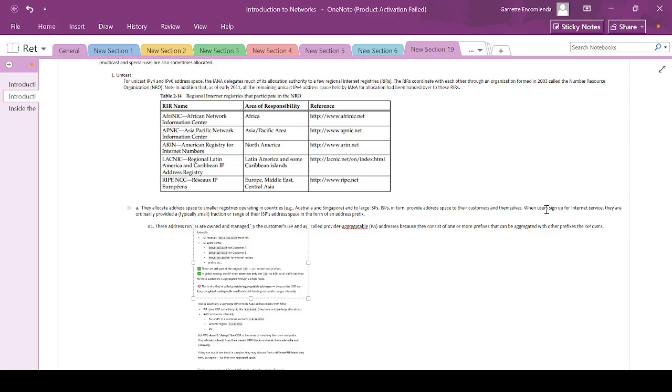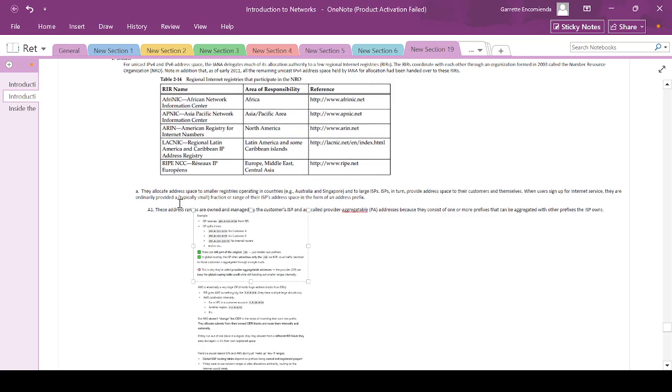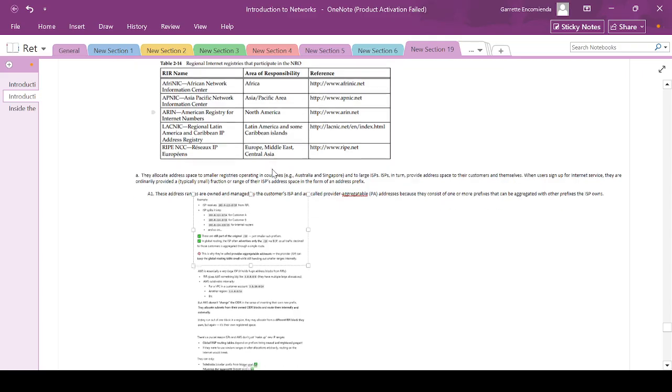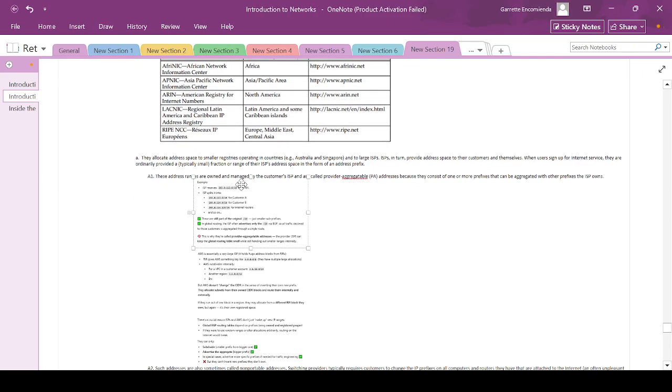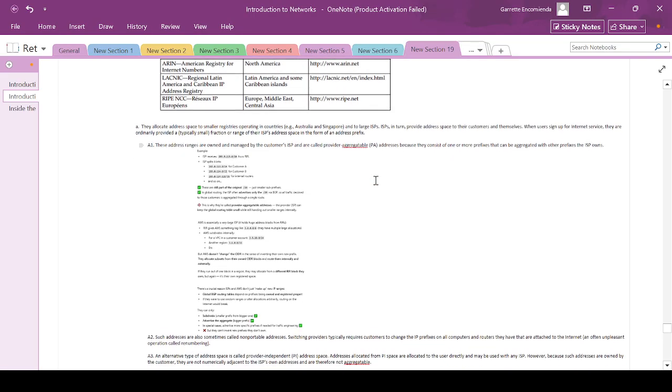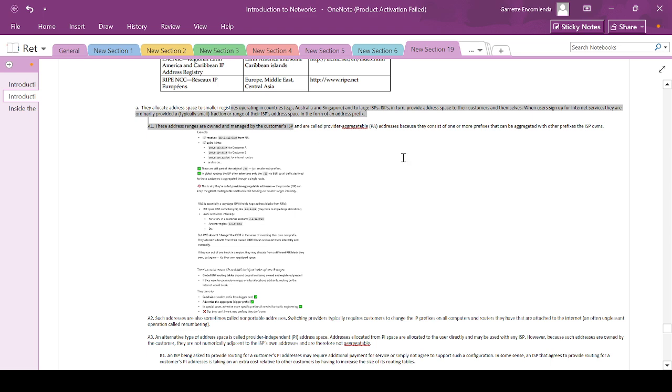So here is an example. For Asia, we're only concerned with apnic.net. So these are the regional registries that allocate to our ISPs. They allocate address space to smaller registries operating in countries such as Australia and Singapore, and to large ISPs. ISPs in turn provide address space to their customers and themselves.